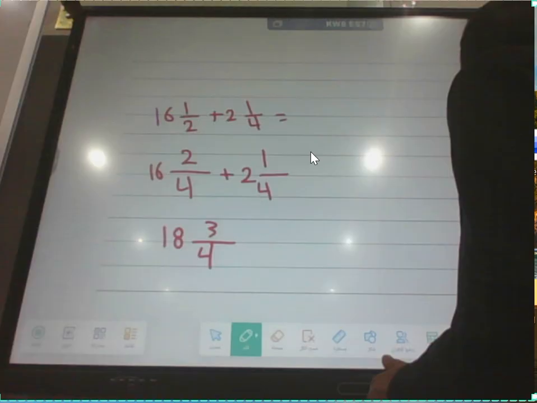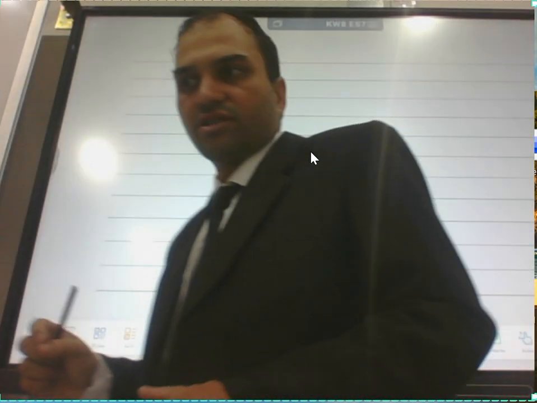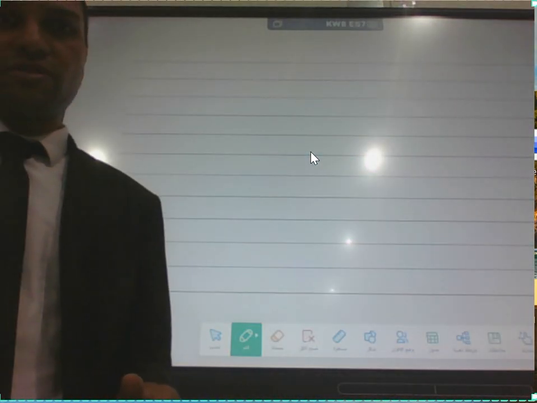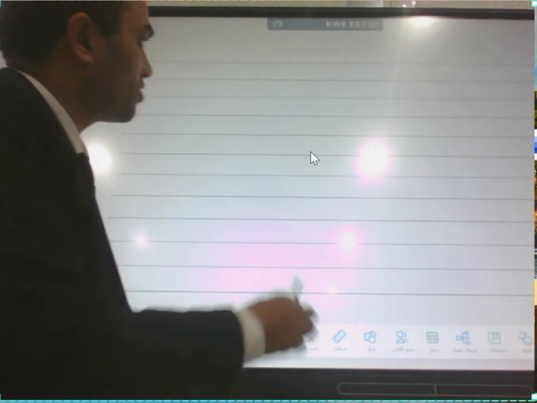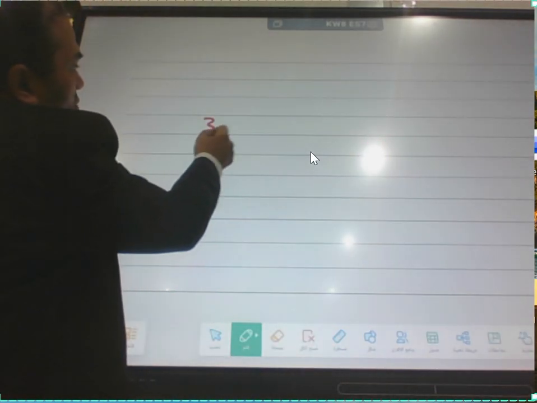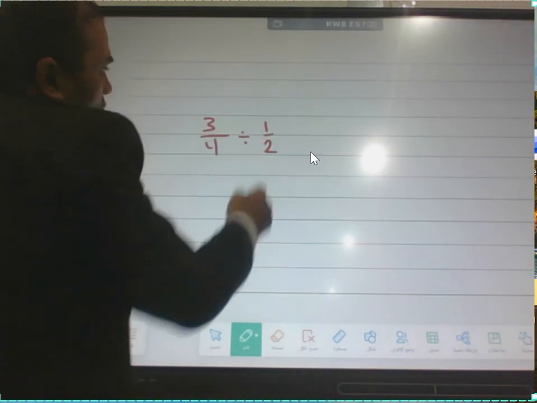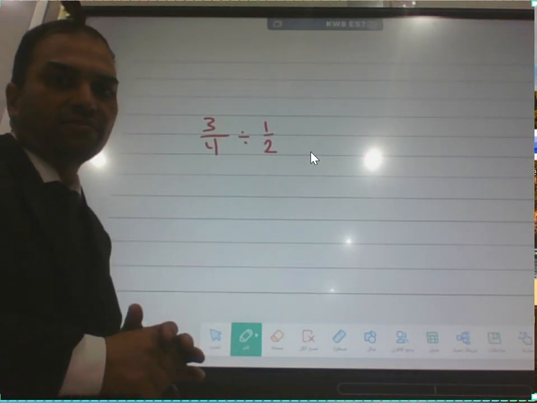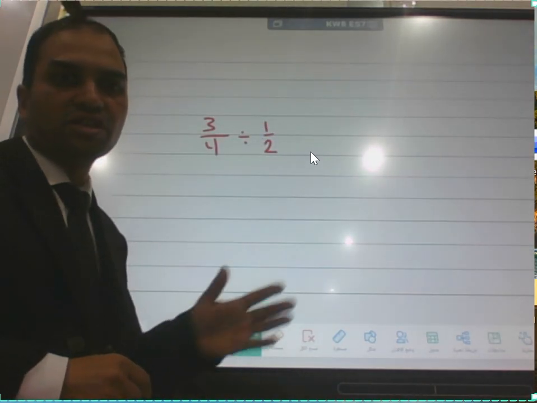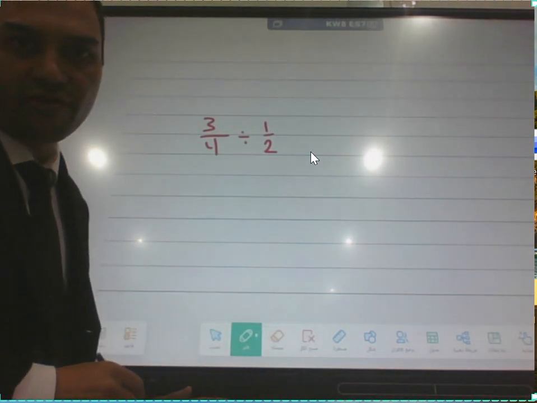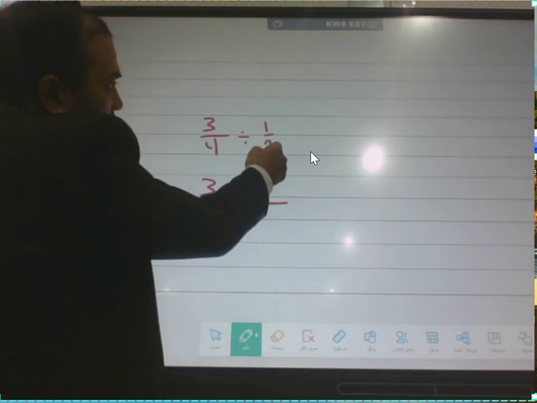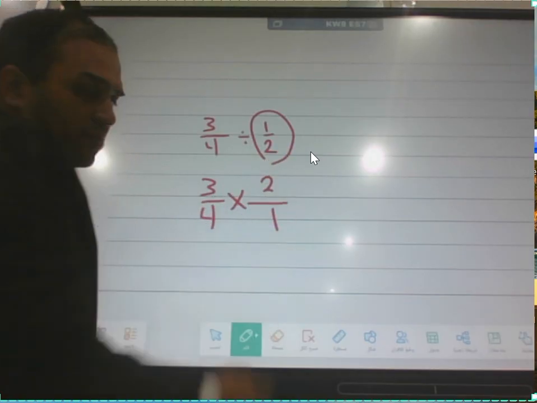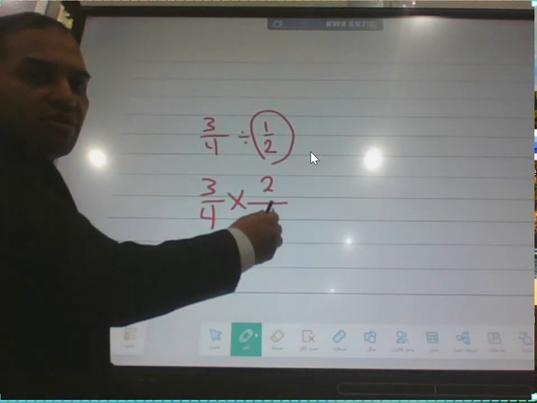Next question. Now I will give you another example, talking about multiplication and division between two fractions. Look here. We have 3 over 4 divided by a half. We can find the result by converting from division to multiplication by the reciprocal of the second fraction. Write 3 over 4 first, and convert from division to multiplication by the reciprocal of this fraction, which will be 2 over 1.